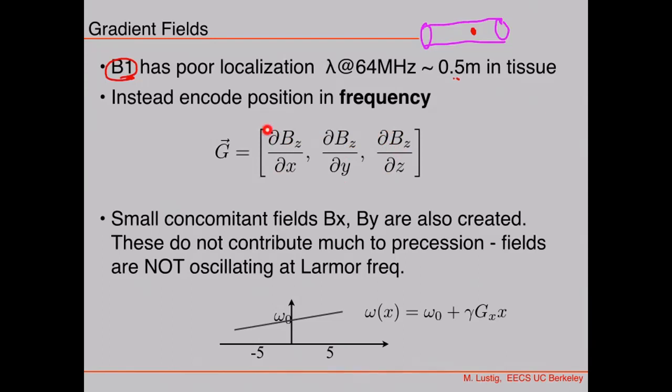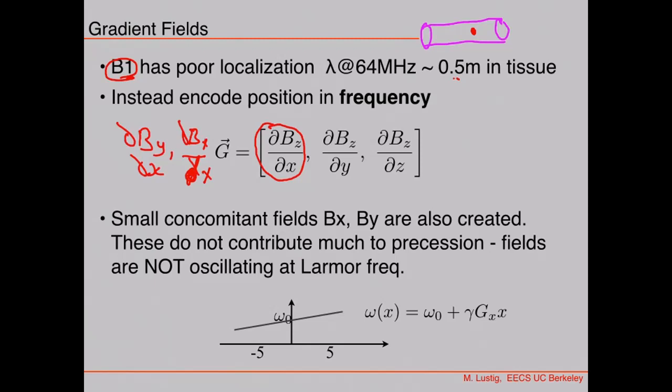Now, when we try to generate such fields, as it turns out, according to Maxwell's equations, it's impossible to generate a field like that. That field will also have some components that are going to be dBy/dx and also dBx/dx. So it will create also fields in the direction y and in the direction x.